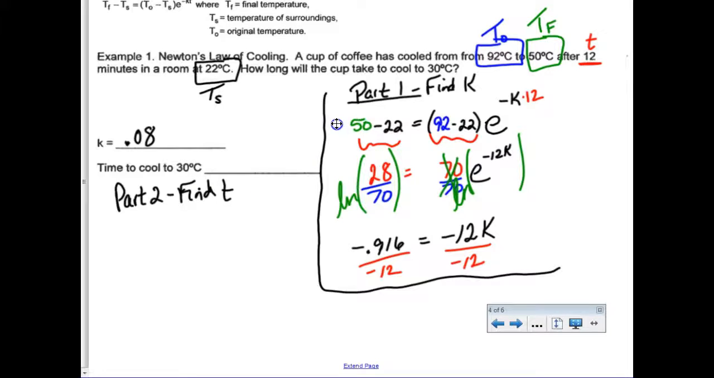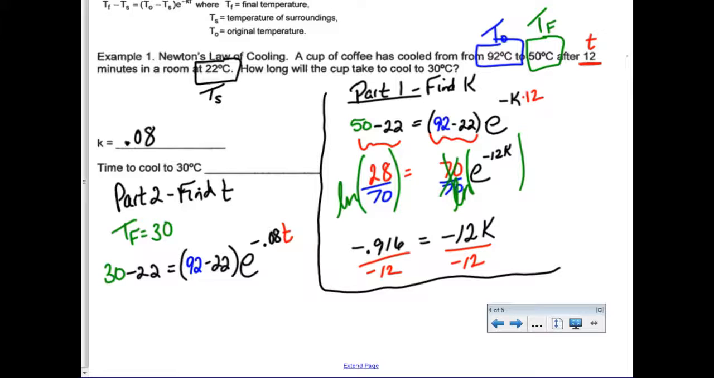Initial temperature is the same. The surroundings are the same. But a big difference here is your final temperature is now going to be 30 degrees instead of 50 degrees. So here we go. Instead of 50 minus, we're going to start off with 30 minus 22. 92 is still your initial temperature. And then up in the exponent for your base e, remember we found k, and this time I don't know t. So it's negative, and then k, which is 0.08, times t.